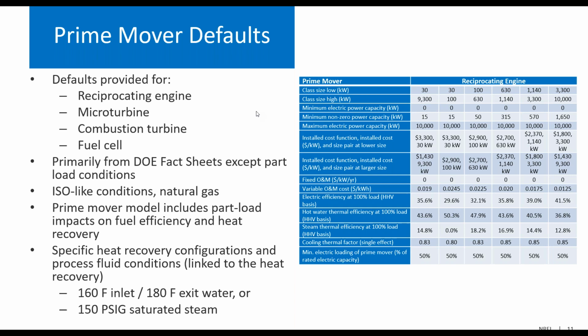And as part of those defaults, and this is all described in the help manual, which is included online, the heat recovery assumptions are based on certain conditions of the heat recovery fluid. So for water systems, the heat recovery parameters assume that your facility is running 160-degree inlet water with a 20-degree temperature differential across that water loop. And if you're running steam, the default performance parameters assume 150 psig steam.